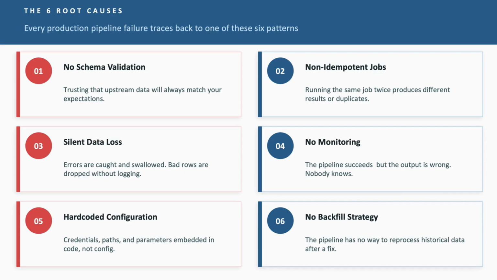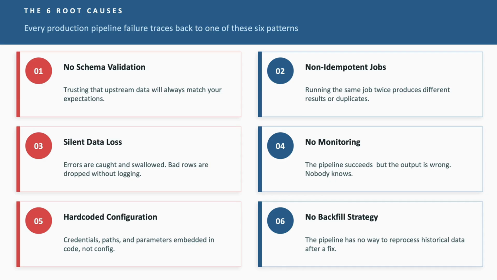Root cause 2, non-idempotent jobs. Running the same job twice gives a different result. In a world of retries, timeouts, and manual reruns, this is fatal. 3, silent data loss. Your except block catches the error and returns None. The bad row disappears, no log, no alert, no metric, 5% of your data just vanished and nobody knows.